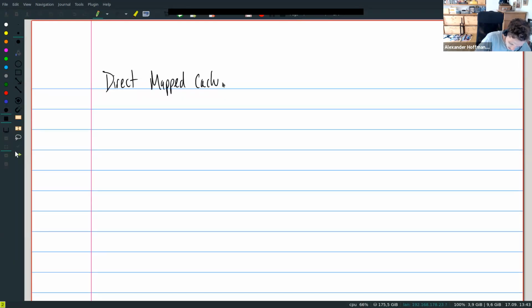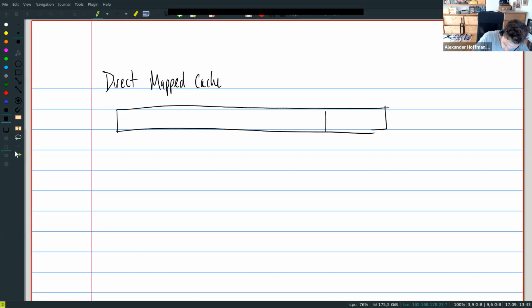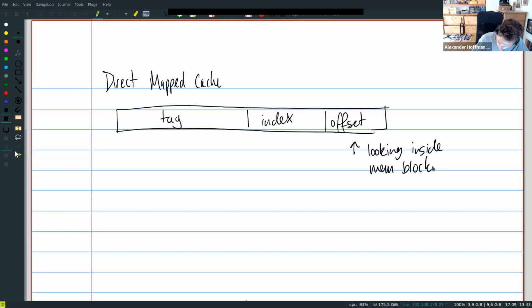So direct mapped cache. Now the address has the form of offset, index, and then the tag. The offset is the one we use for looking inside the memory block for the bytes that we want, the target byte. The index is used to find the cache line. And I'll do an example now that will make this hopefully a bit clearer.